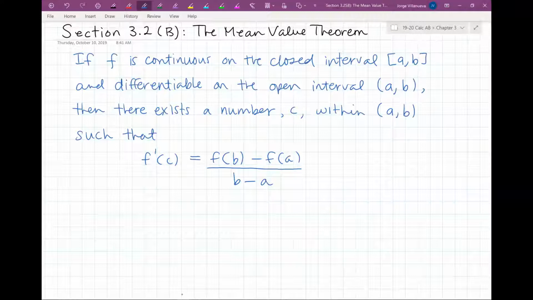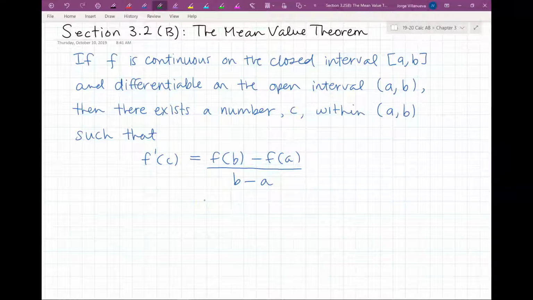Does f of b minus f of a over b minus a kind of look familiar? What does that look like? What's the name of the formula that looks like? Yeah, it's the slope formula. That's basically all it is. Now, we don't want to write it as a slope formula. We want to leave it the way it is, but it is the slope formula.